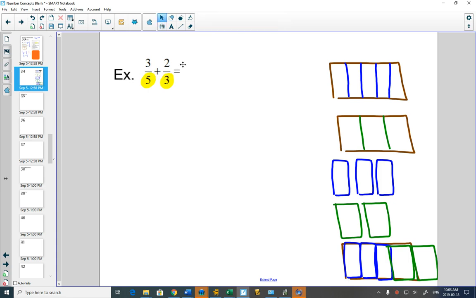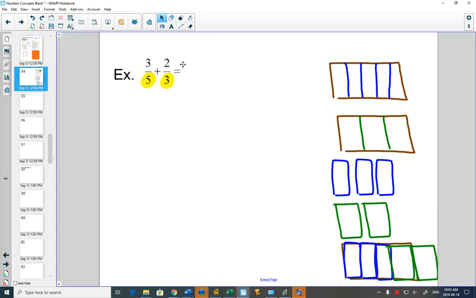If we're looking at the multiples of 5 and the multiples of 3, again, we really need to know our times table. What number do 5 and 3 have in common? 15. Right? Count by 5s, 5, 10, 15. Count by 3s, 3, 6, 9, 12, 15. That's the first one that they have in common.